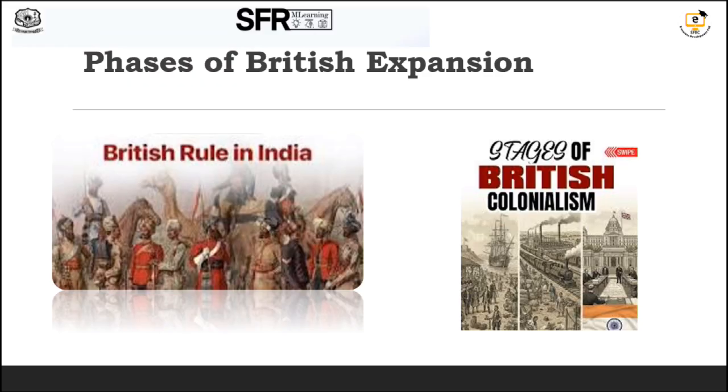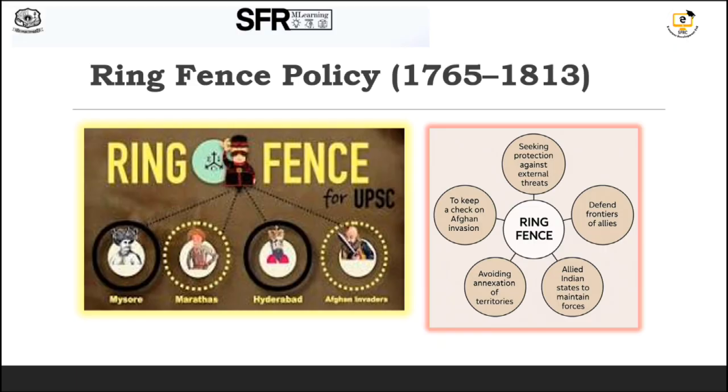Then the phases of British expansion. The British expansion in India can be broadly divided into three phases. What are the three phases? The first one is the ring fence policy. The second one, the subsidiary alliance system. The last one, doctrine of lapse, along with annexation by conquest. Each phase represented a deeper level of British control.